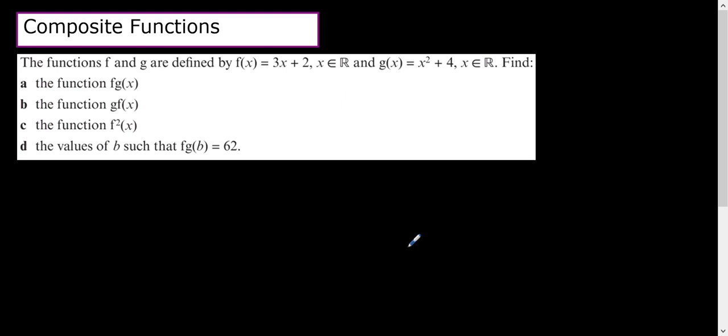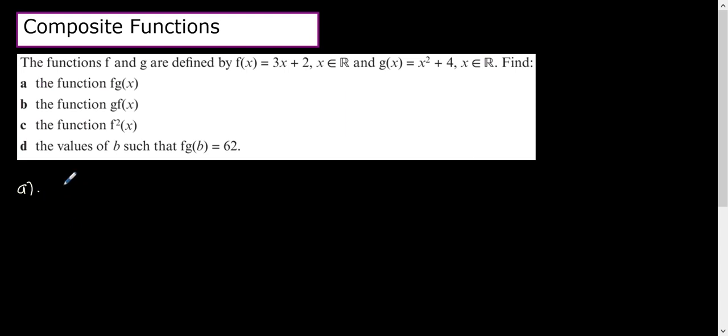So let's have a look at some more general examples then, where we're using algebra rather than evaluating the function. We're told here the functions f and g are defined this time as f of x is 3x plus 2. Again, x is in the set of real numbers, so it can be any real number. And g of x is x squared plus 4. And once again, x is any real number. Okay, no other limits have been imposed on us in those two domains.